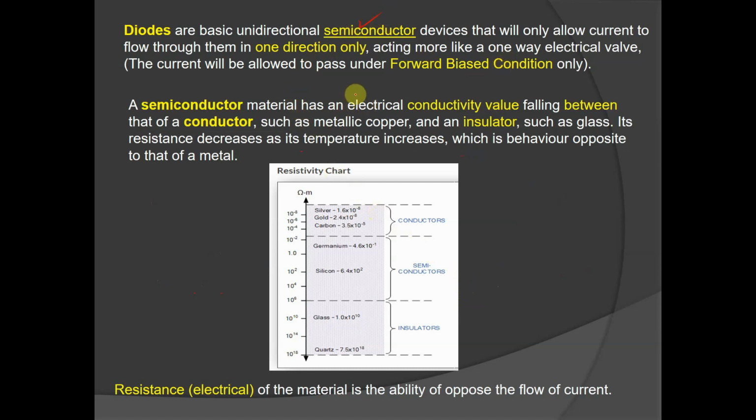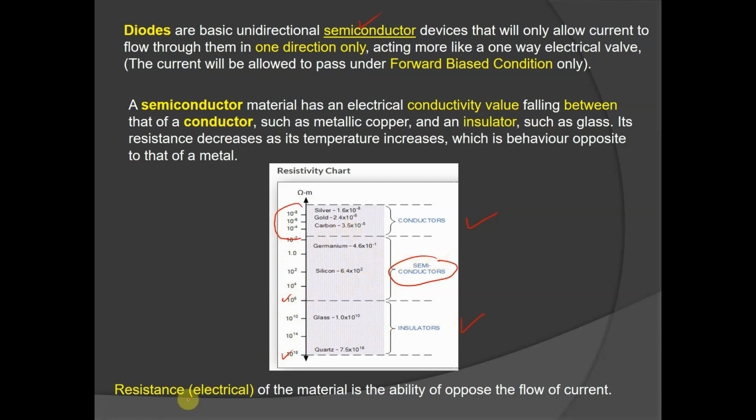When you say semiconductor, it has a resistivity in between a conductor and an insulator. As you can see here, the resistivity of conductors is from 10 to the negative 8 up to 10 to the negative 4. And the resistivity of insulators is very high, from 10 to the 6th power to 10 to the 18th power. These are the insulators. So in between these two is the semiconductor.